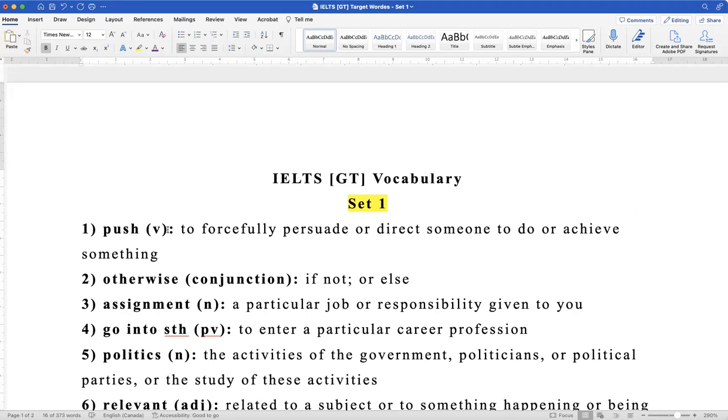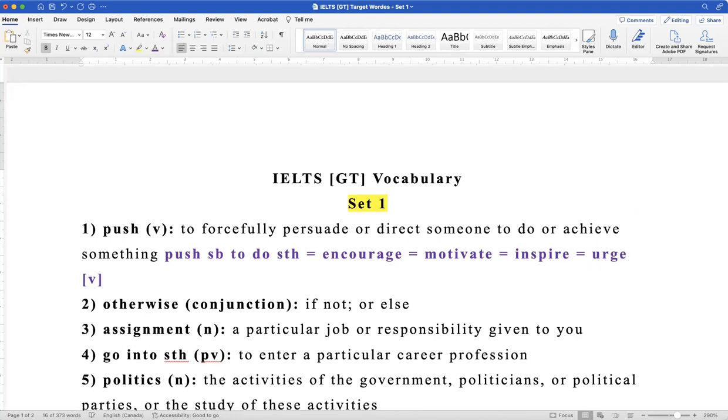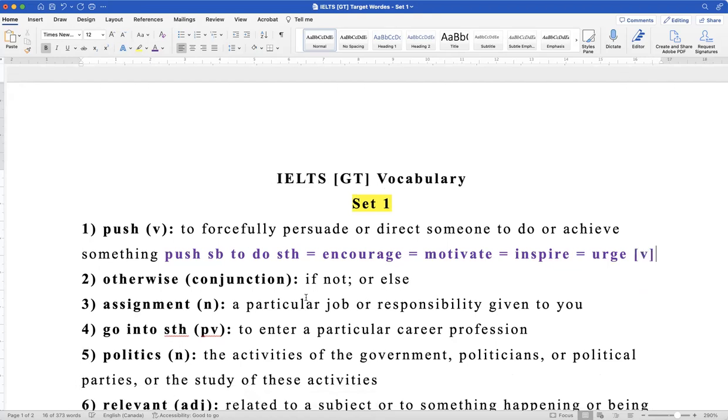The first one is push someone to do something. In this specific example, push someone to do something means to forcefully persuade or direct someone to do or achieve something. So it is more like encourage or motivate, inspire, or we can say urge. These are all verbs. So another synonymous word for push can be encourage, motivate, inspire, or urge.